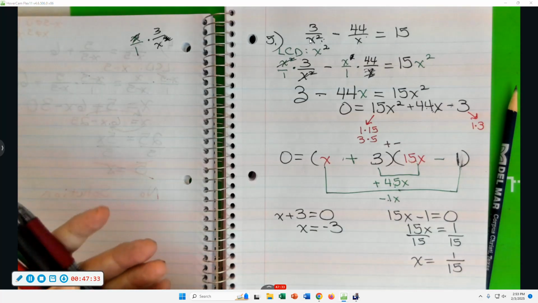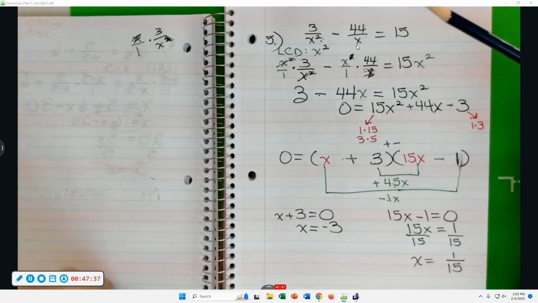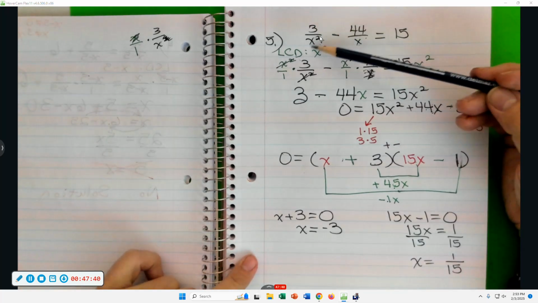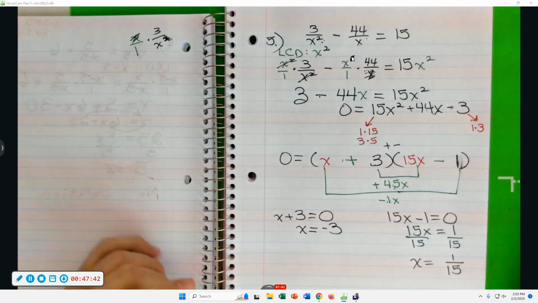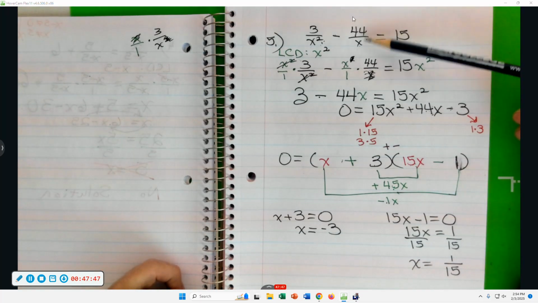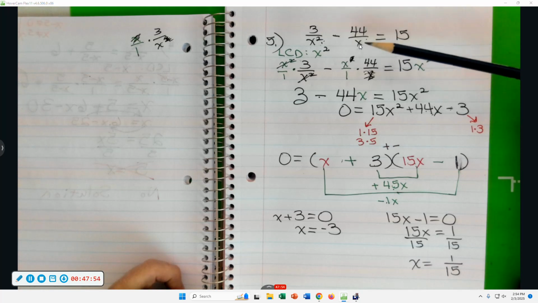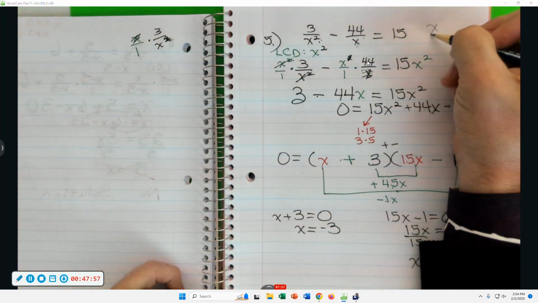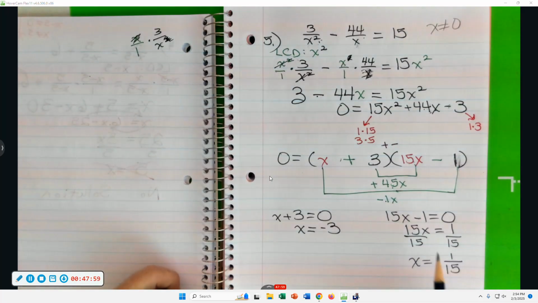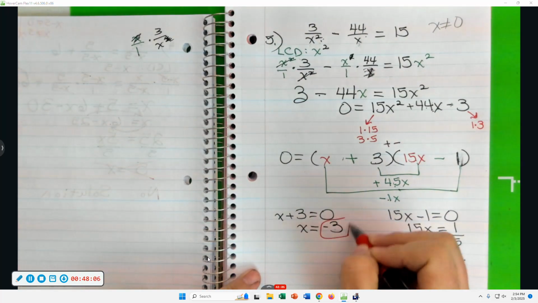I didn't even ask y'all, I was too enthralled with the fact that we just had repeated factors with different exponents. I'd even ask y'all, what number would be unacceptable? It's easiest if you just look at 44 over x. What would you have to plug in for x to get a denominator of 0? x can't equal 0. Did we get a 0 as our answer? No, so both of these answers are acceptable solutions.